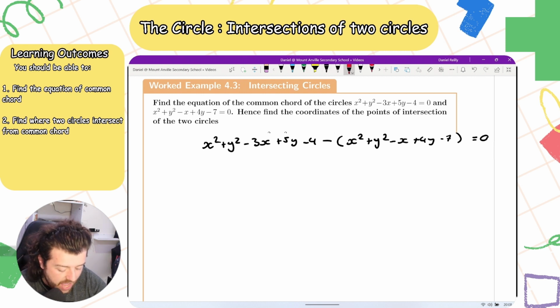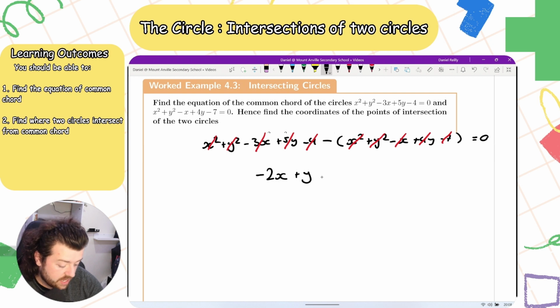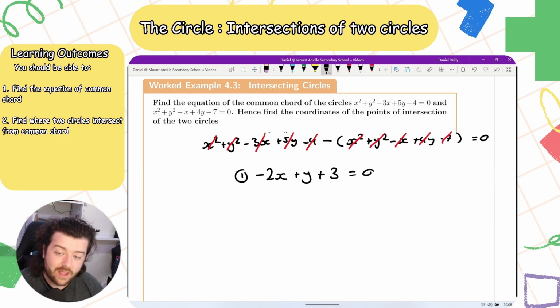So subtract them away. x squared minus x squared is 0. y squared minus y squared is 0. Minus 3x minus negative x, that's going to be minus 2x, because I'm subtracting a negative number. Then I have 5y minus 4y, which is just y. And then finally I have minus 4 minus negative 7, which is minus 4 plus 7, which is 3, equals 0. And that is the equation of my common chord.